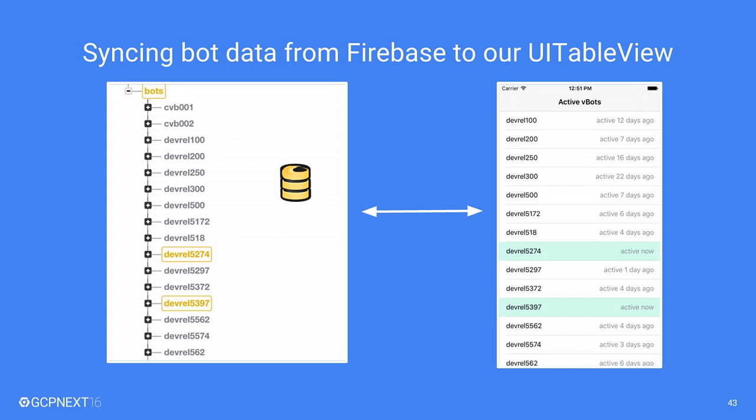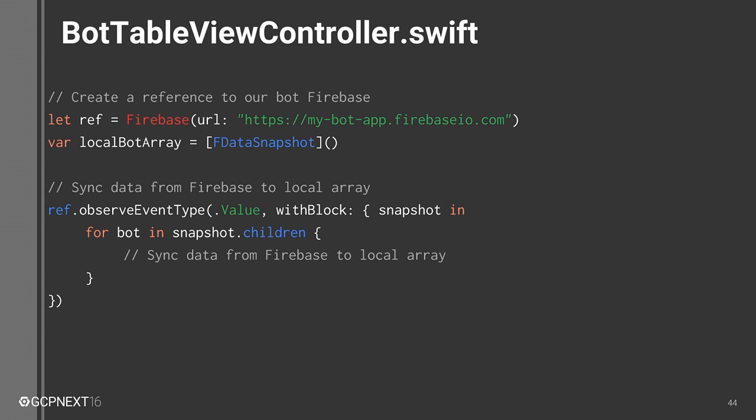So what is the data going to look like in Firebase? At the root of our Firebase, we have a /bots node, and then under that, we have all the IDs for our bots. And whenever one is updated, we want to change the color of that cell and display how long ago the bot was last active. So here, if it was active in the last 60 seconds, I'm displaying "active now." That's what the table view looks like.